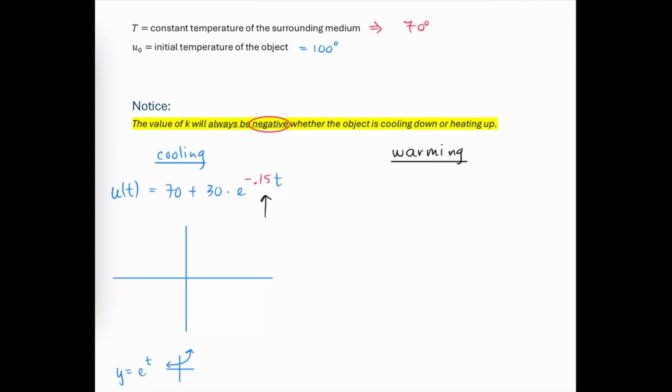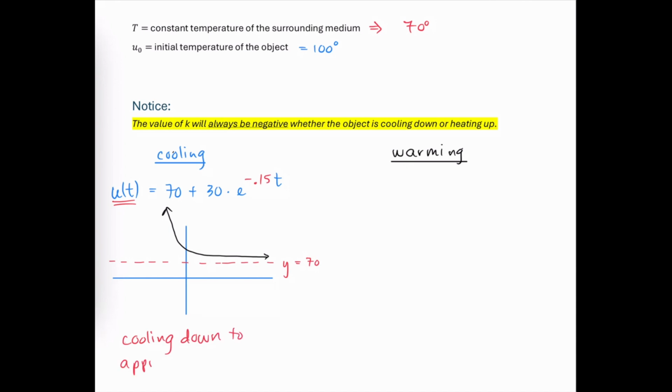But this negative 0.15 is going to be a horizontal reflection of that graph. It horizontally reflects it and stretches it out. This 30 vertically stretches it, and this 70 vertically shifts it up. So essentially we have this graph vertically stretched and then shifted up, which means it's going to look something like this. And as you can see, the output temperature is decreasing, which means that the temperature is cooling down to approach the room's temperature. And this was achieved with a negative value of K.